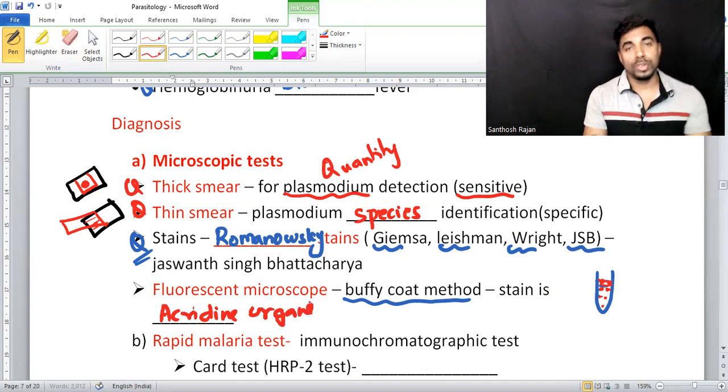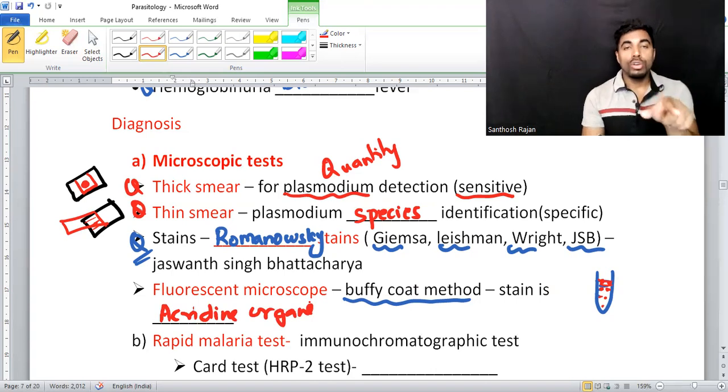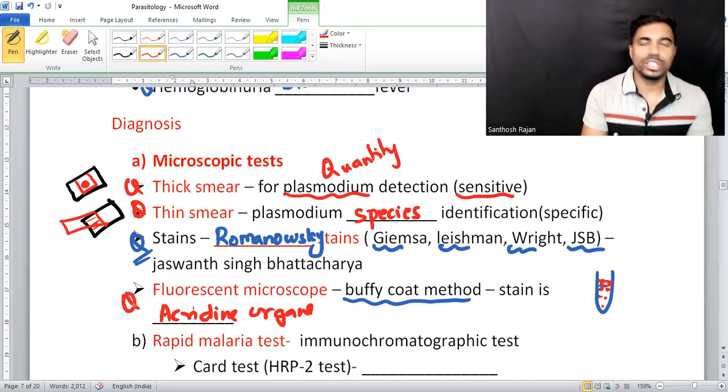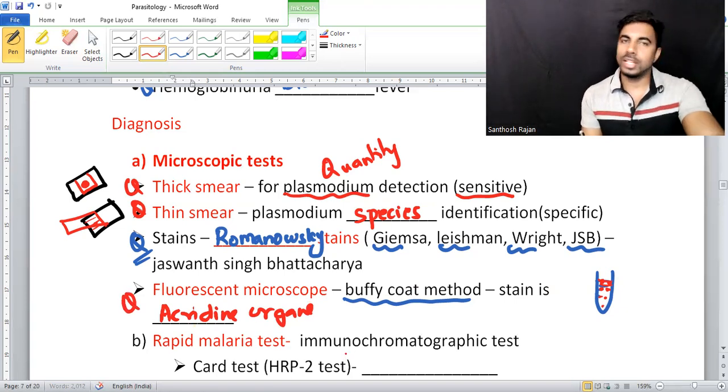Like for your fungus, calcofluor white. For TB, auramine rhodamine. For your malaria plasmodium, it is acridine orange. Okay, acridine orange. Don't forget, that's the question. So now, rapid malaria tests, these are the tests.